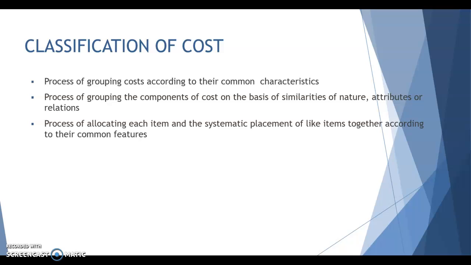First, we need to understand the meaning of classification. Classifying means grouping the items based on some common features. The process of grouping the cost according to some common characteristics is known as the classification of cost. It is the process of allocating each item and placing like items together according to their common features.